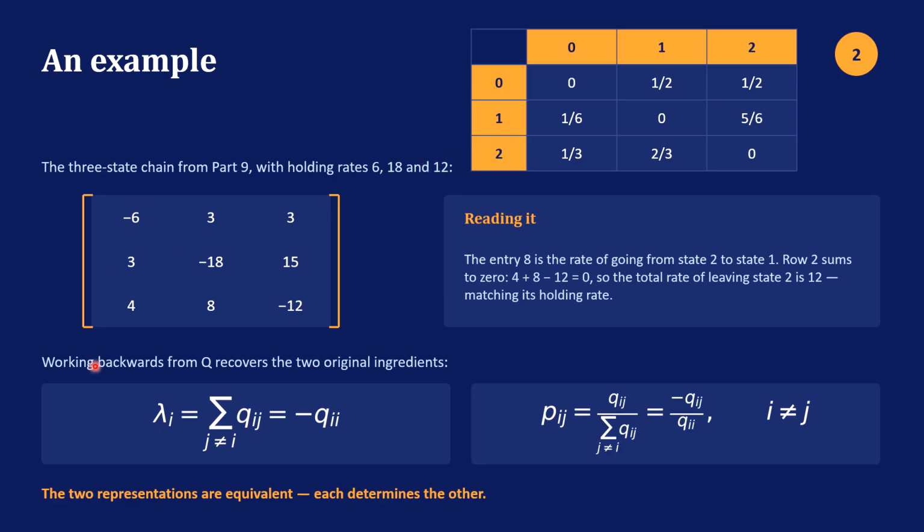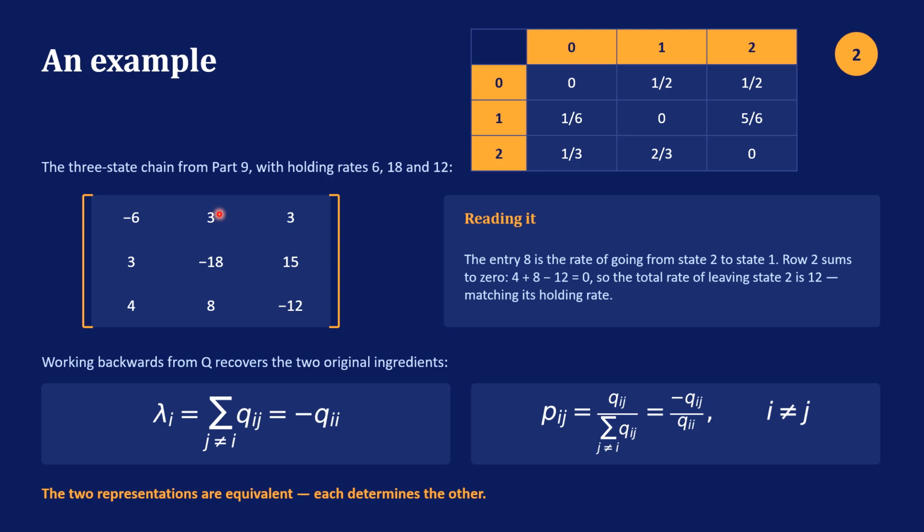So working backwards from the Q, we can recover the Markov chain and the rates. The rates are just the sum of the off-diagonal entries, which is also equal to the negative of the diagonal entry. So either way, this is the rate for 0, this is the rate leaving state 1, this is the rate leaving state 2.